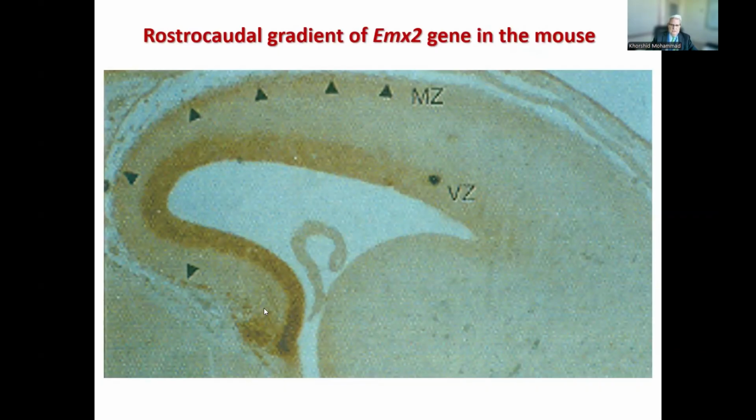For example, this is the EMX2 gene in the mouse, and in this sagittal view, you can see that it's strongly expressed in the medial portion, and as you go around the ventricle and where the corpus callosum is forming, you can see that it decreases in intensity and becomes more diminished because of this gradient.